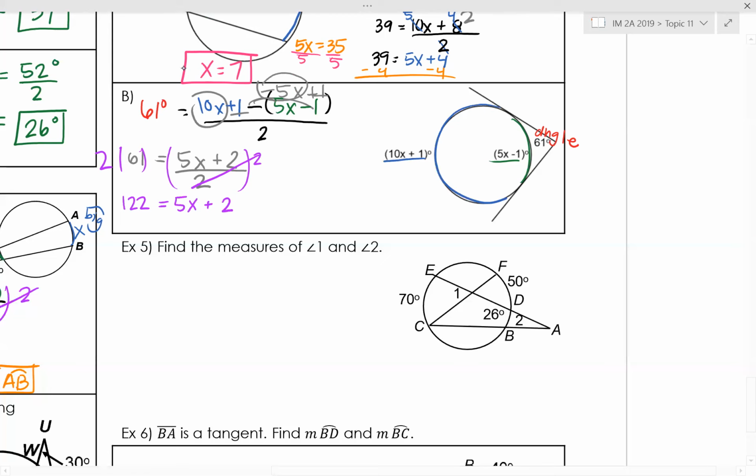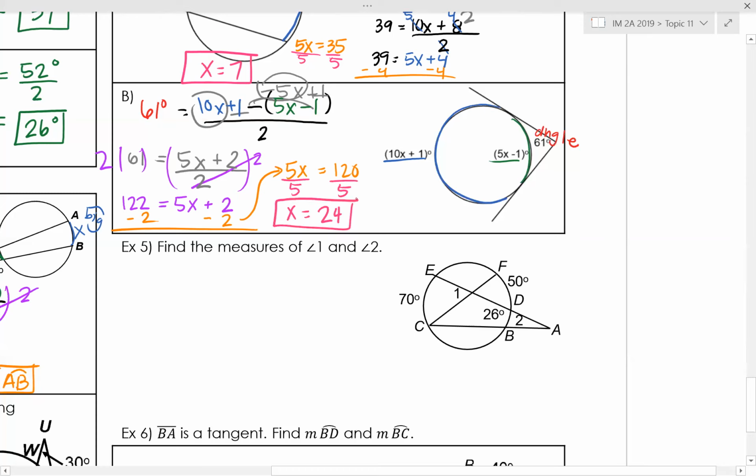We're going to then subtract 2 from both sides. So 5x is equal to 120. And then dividing both sides by 5 gives us that x is 24.